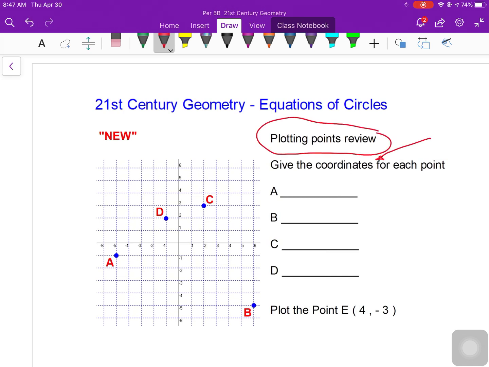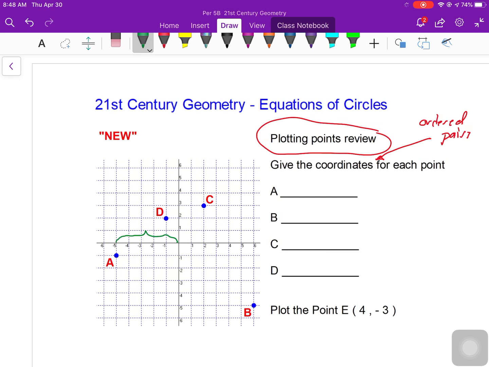So to begin with, let's review what it means to plot points and to write their coordinates. Remember, coordinates have to be ordered pairs. And in ordered pairs, the x has to come first, the y has to come second. They have to be in parentheses, and they have to be separated by a comma. All of those things have to be there to be ordered pair coordinates.